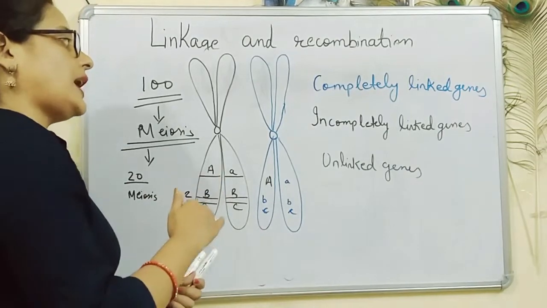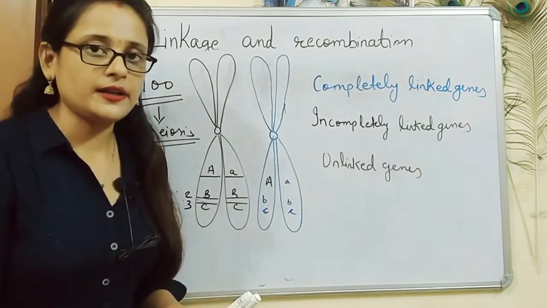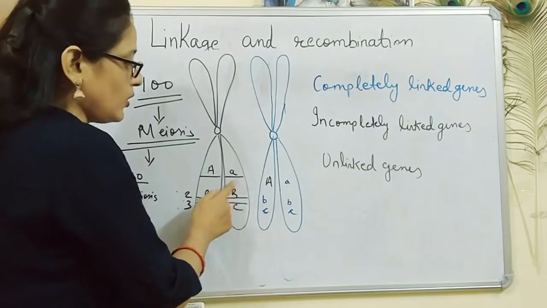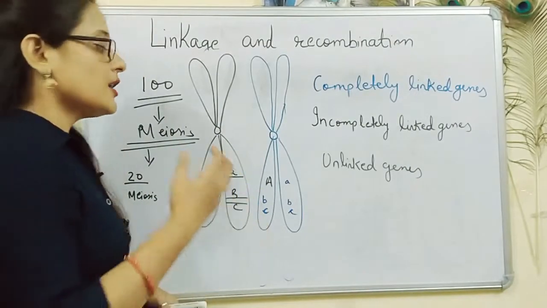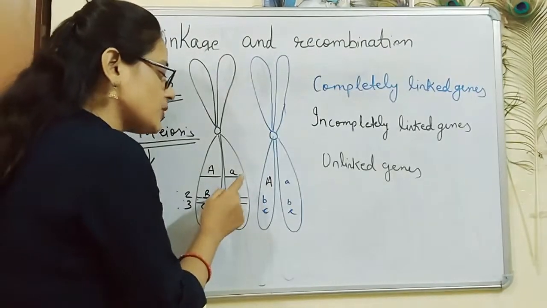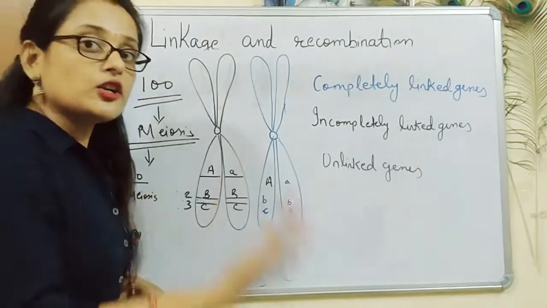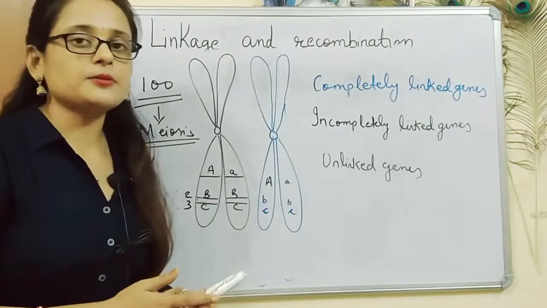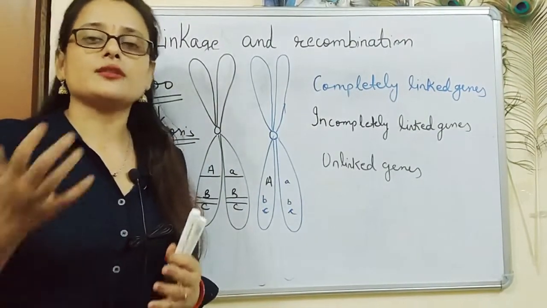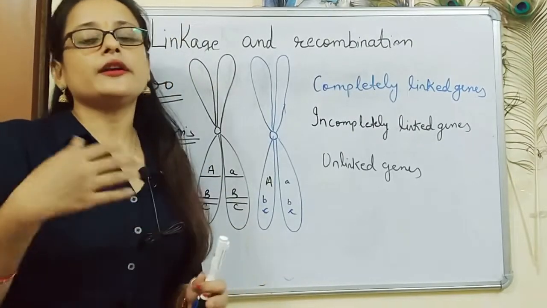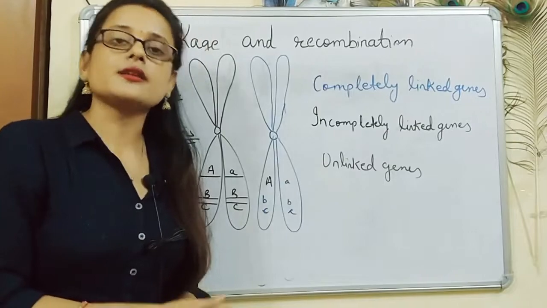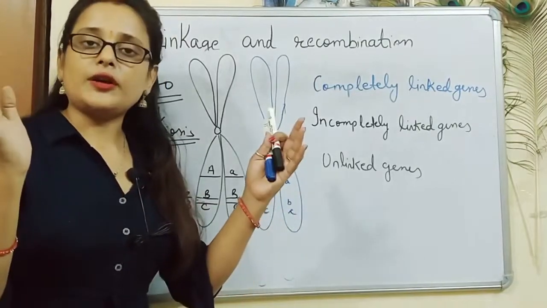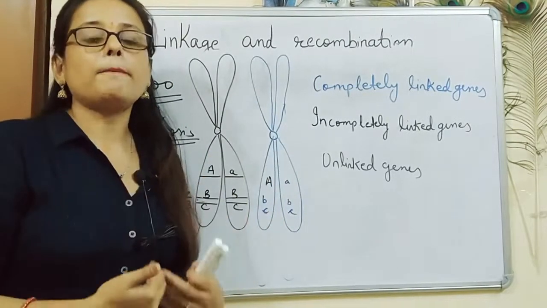So the gametes which will have the same combination of alleles as that of parents will be called parental gametes. The gametes which will have new combinations, like these two chromatids will form a new combination of alleles in gametes. So the gametes produced by these two chromatids will be called recombinant gametes. But the gametes produced by these two chromatids will be called parental gametes. So the gametes produced by the chromatids which have the same alleles as that of parent are called parental gametes. Different alleles from that of parent are called recombinant gametes. And when recombinant gametes fuse with each other, a recombinant offspring will be produced. When parental gametes fuse with each other, we get a parental offspring.